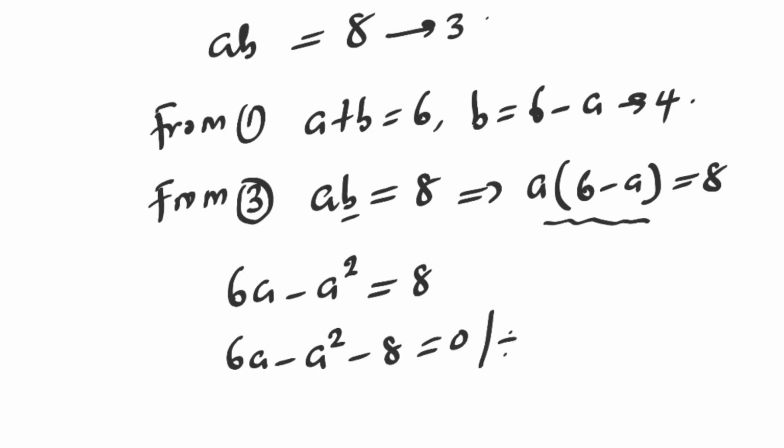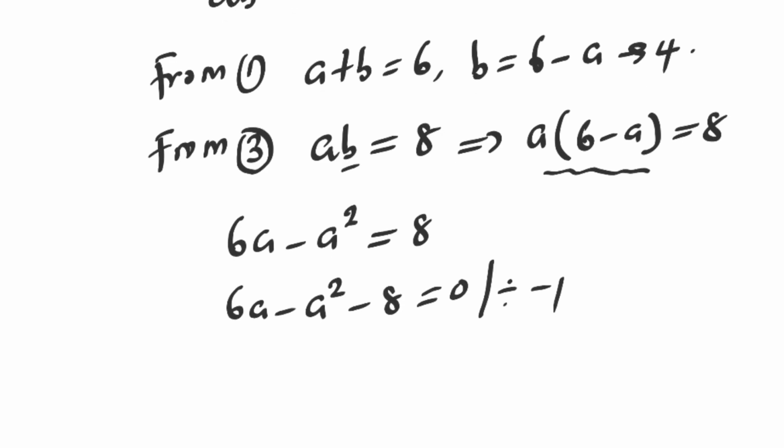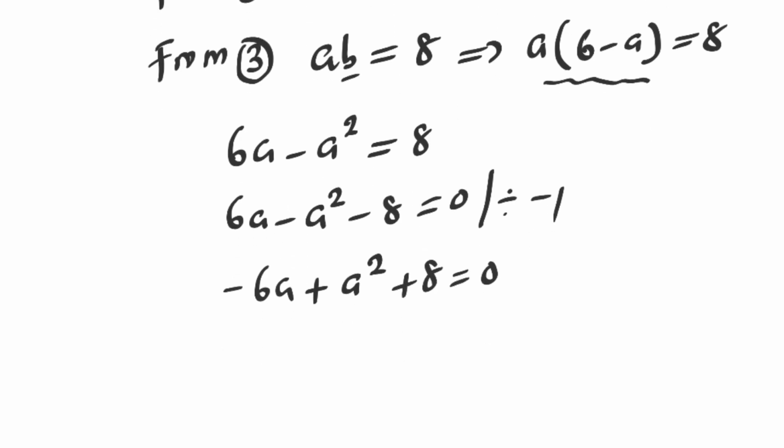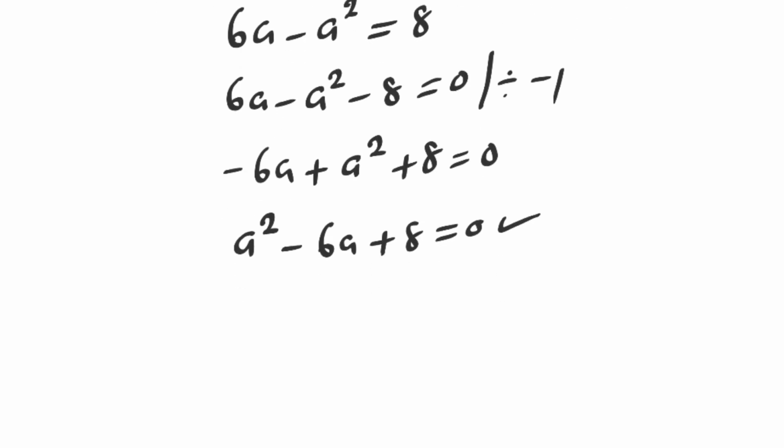Let us divide the whole of this equation by minus 1. And this is minus 6a plus a squared plus 8 is equal to 0. Let us put this in standard form. We have a squared minus 6a plus 8 is equal to 0. This is a quadratic equation which can be solved using the quadratic general formula.